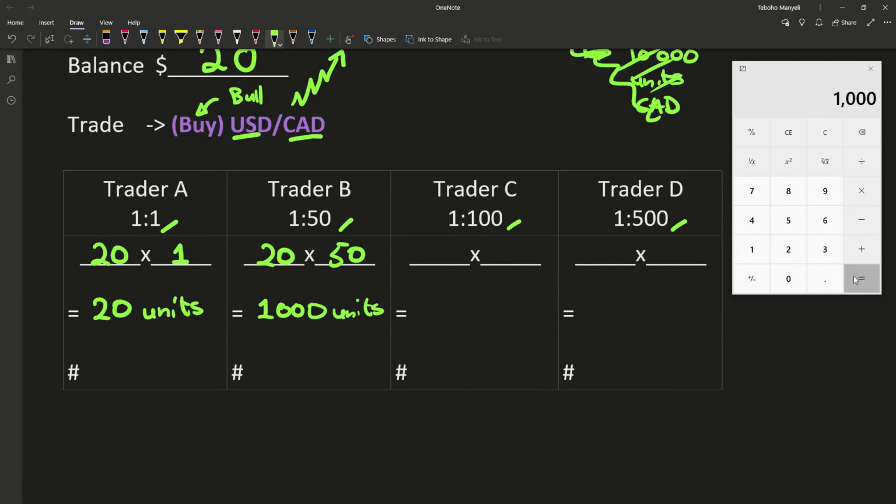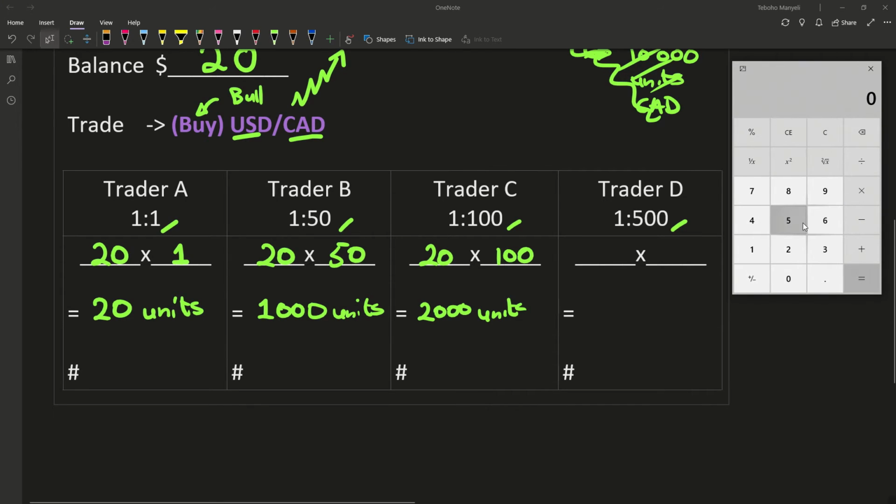Alright, trader C has a leverage of 1:100, which simply means that for every dollar he has, $20 multiplied by 100. This would give you a total of 2,000 units. Alright, we'll punch it into a calculator and see the difference. So it's 20 times 100. That gives you, I just said 1,000. 20 times 100 gives you 2,000.